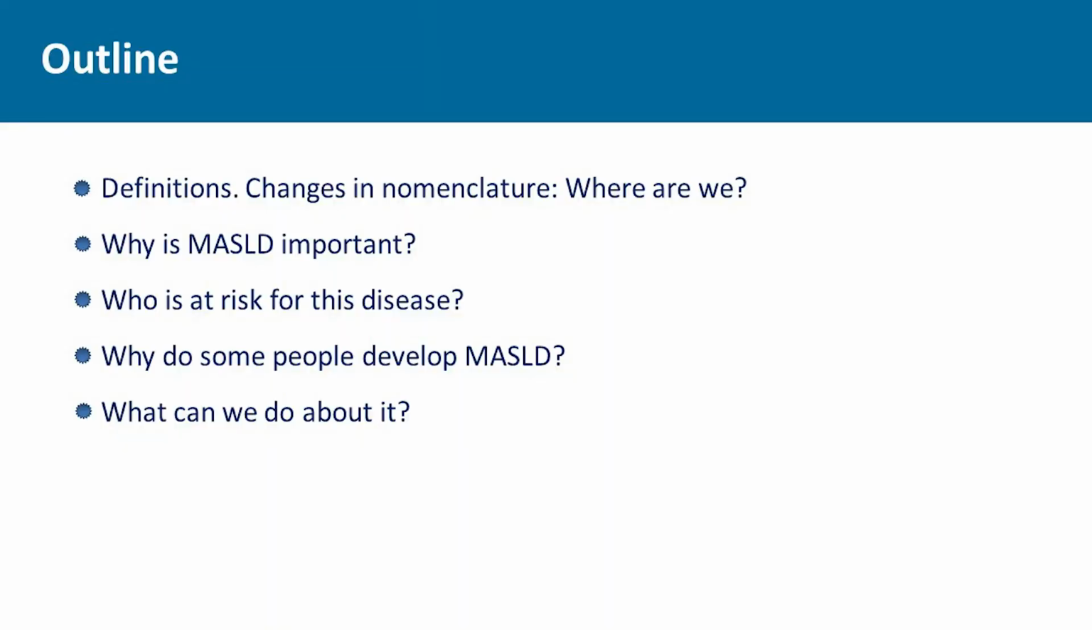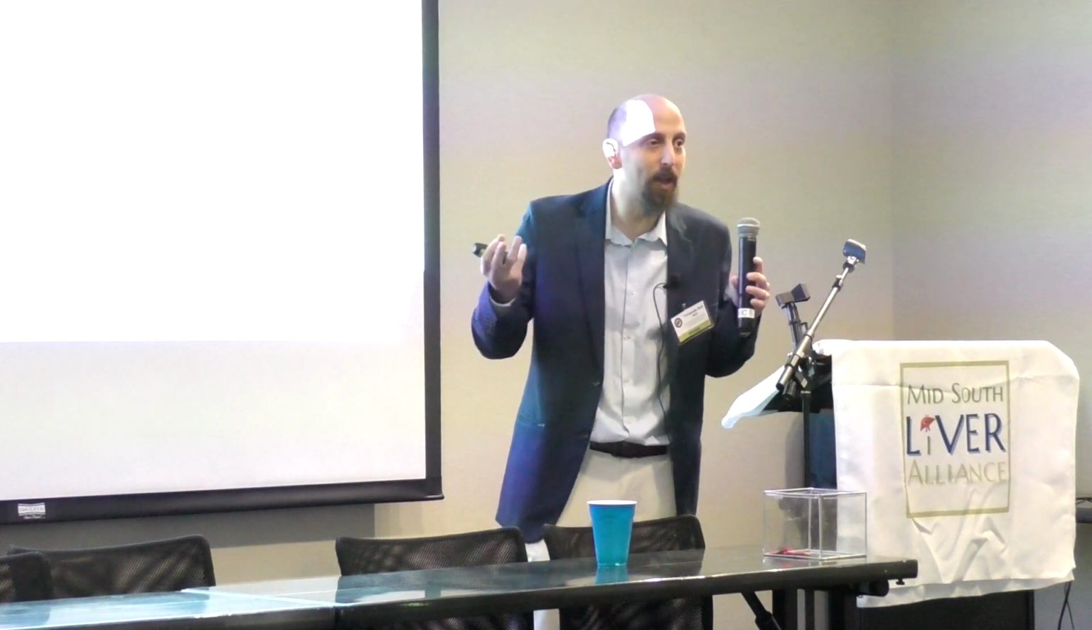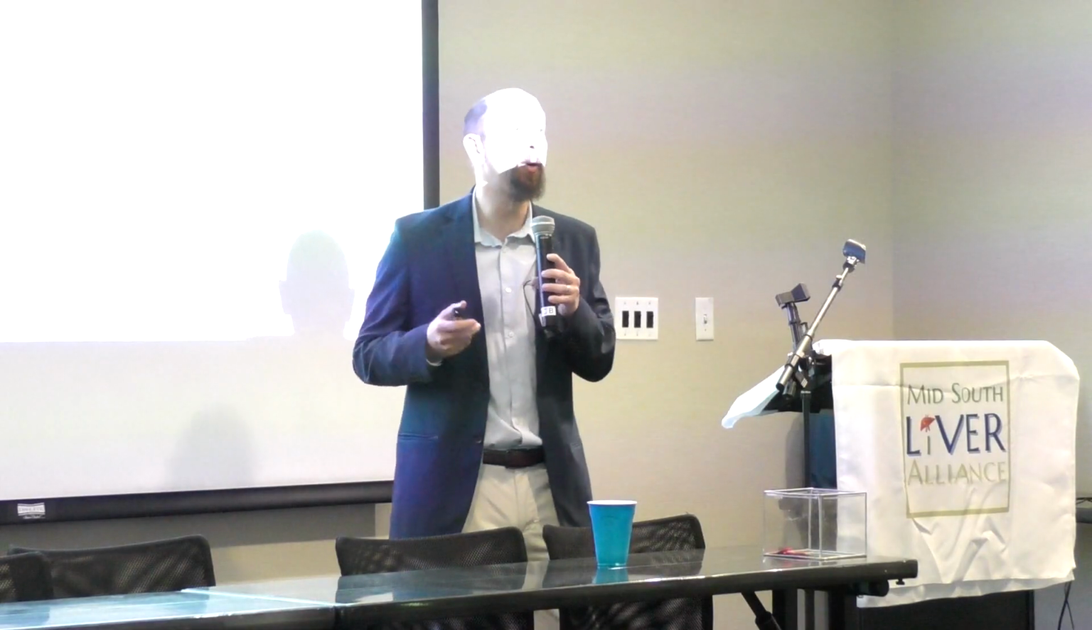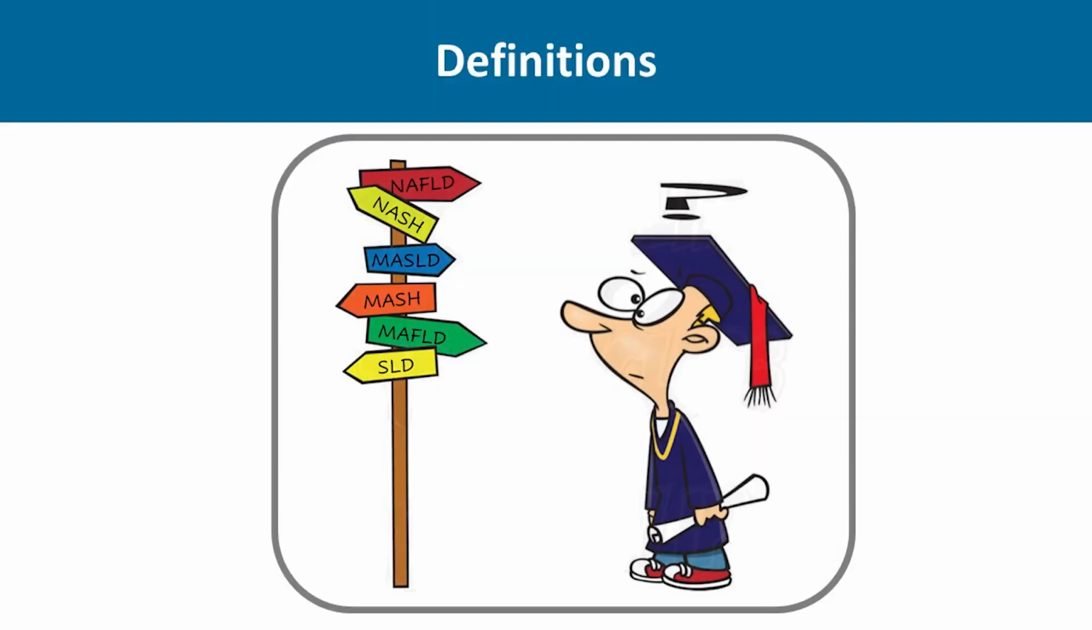So this is the kind of question I'll try to answer for you. We will talk about names because naming is taming, right? If we understand what we are talking about, we understand what the doctors are telling us, why this is important, who is at risk of this disease, and why some people develop fatty liver. You may be wondering why they have this, and then what can we do about it, okay?